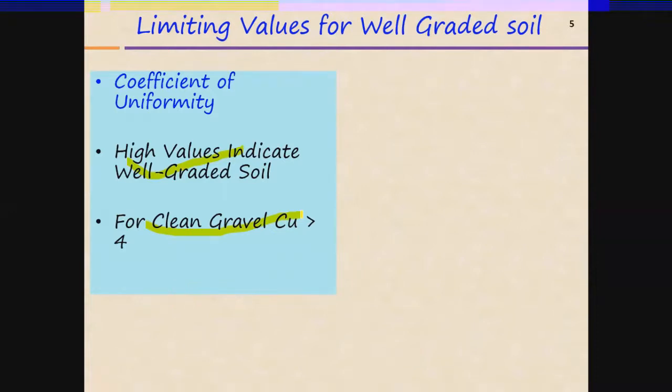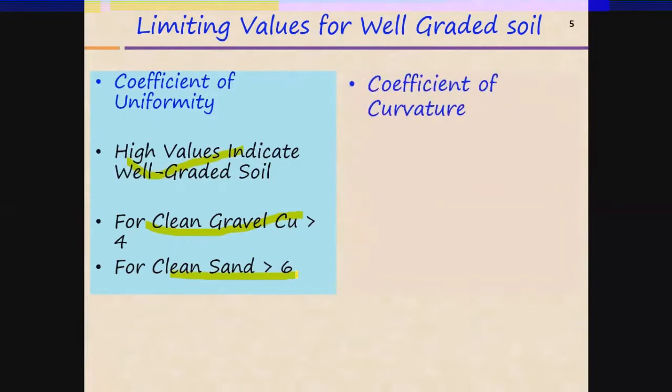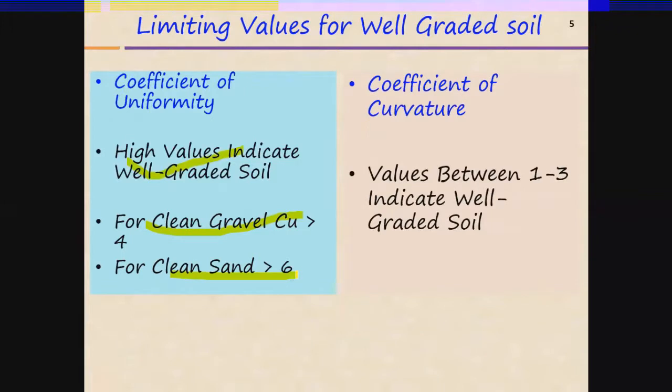Now, clean gravel means that there will be no silt and clay size particles, also no sand size particles. Now, for clean sand, the value of coefficient of uniformity, he added, will be greater than 6. Now, coefficient of curvature values. Coefficient of curvature values in between 1 and 3 indicate well-graded soil. If the value is greater than 3, the soil will be categorized as poorly graded soil. If the value of coefficient of curvature is less than 1, the soil will be categorized as poorly graded soil.